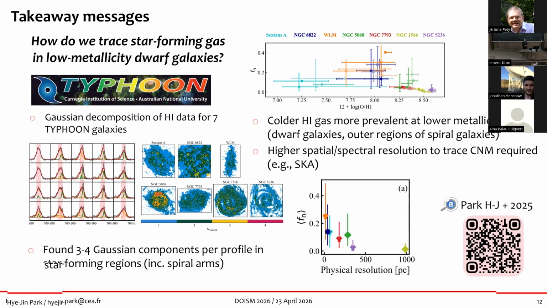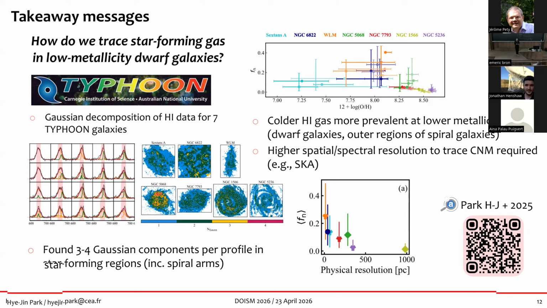Thank you for the nice talk. I was wondering how you derive the kinetic temperature of H1 and why you define 500 Kelvin as the cold H1. If you just assume the thermal broadening only affects the velocity dispersion, then we can get the temperature range. And could you repeat the second question? Why do you define 500 Kelvin as the cold H1?